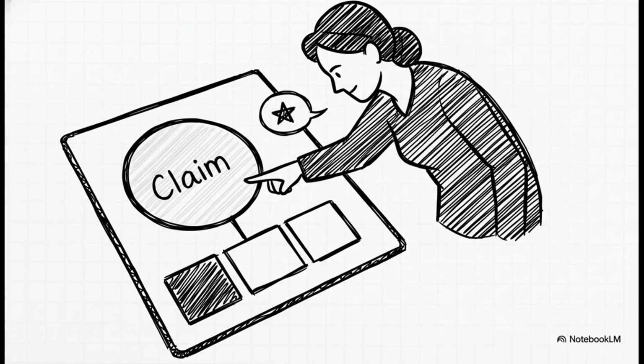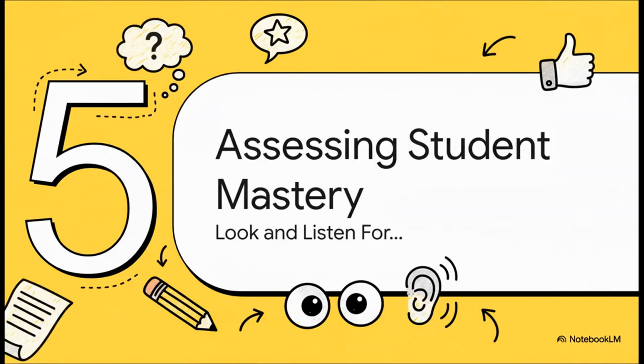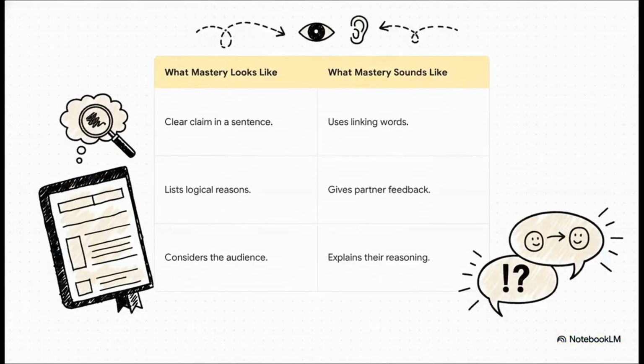And finally, the big question, how do we know if they're actually getting it? So let's talk about what to look and listen for to figure out if your students are mastering this standard. Assessment really happens in 2 ways here. You can see mastery in what they write down on their graphic organizer. Is the claim clear? Are the reasons logical? But you can also hear mastery in their conversations. Are they using those linking words? Can they explain why a reason works? You've got to pay attention to both.